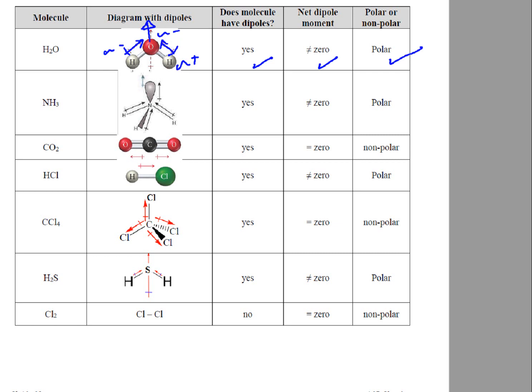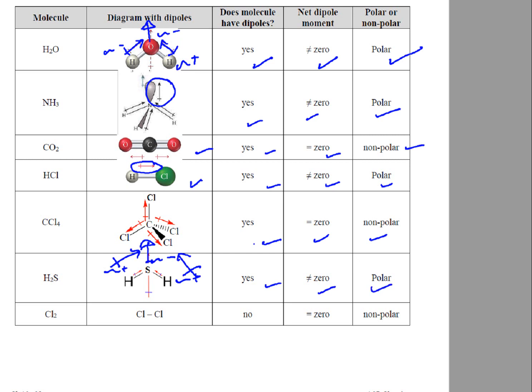In ammonia molecule also, we have a net dipole going up, so it will be a polar molecule. In carbon dioxide, it's a nonpolar. HCl is polar because we have one pole here. In CCl4, dipoles will cancel, so it's nonpolar. In H2S, S is negative, H is positive, dipoles are going up, so the net dipole will go up, the molecule will be polar. Cl2, it's a nonpolar because the difference in electronegativity is just 0.